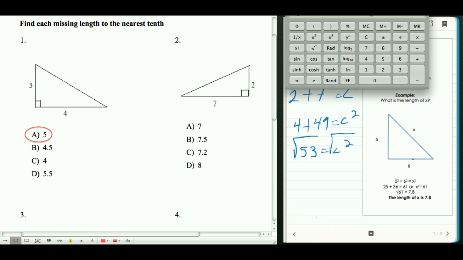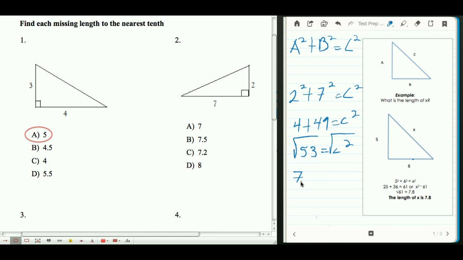Okay, so if it's 7.28 is equal to c, we can just kind of round that off to 7.3, but let's see, what's closest to our answer? Because remember, on the GED, you have to find the best answer. So we're choosing between 7, 7.5, 7.28, and 8. Well, the closest one there, if we're going to find the nearest answer, is going to be C, 7.2.